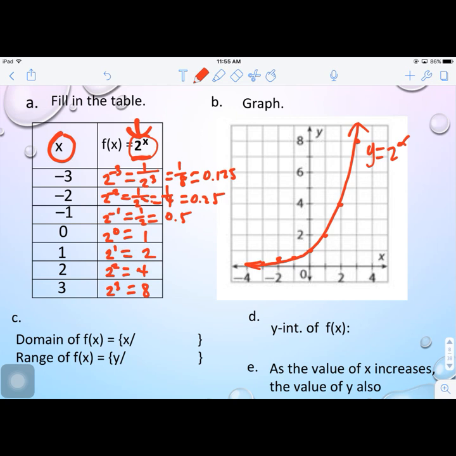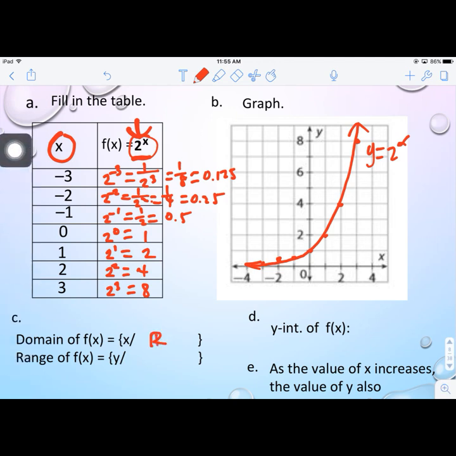Next we're going to answer the question for part C: what is the domain? As you can see, this function goes left and right. When we go left and right, this graph is continuous for all numbers. It keeps going to the left side, that's why there's an arrow there, and it keeps going to the right side. So the domain for an exponential growth function is all reals. And we're just going to write all reals.